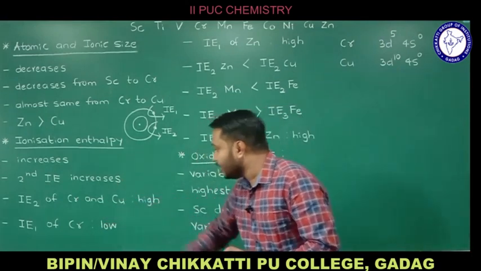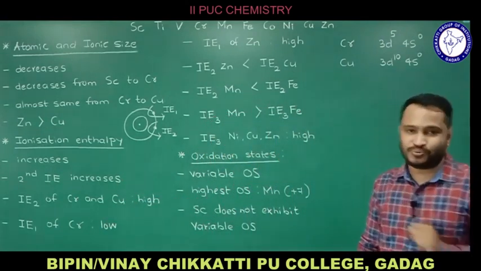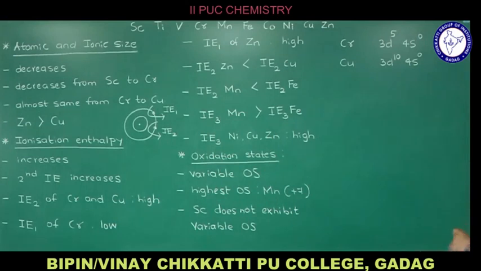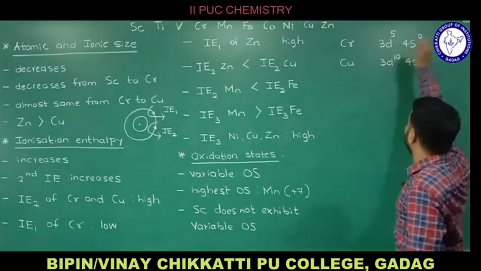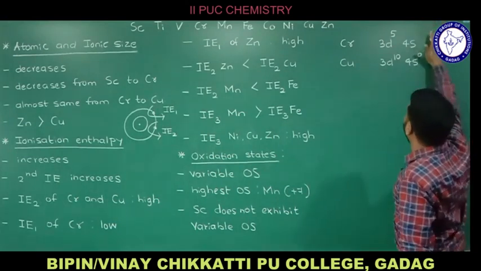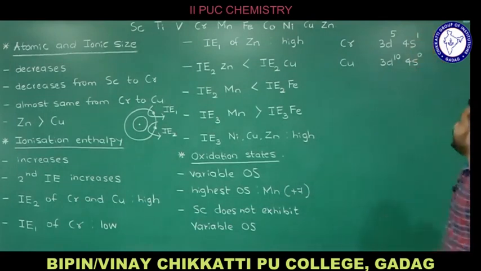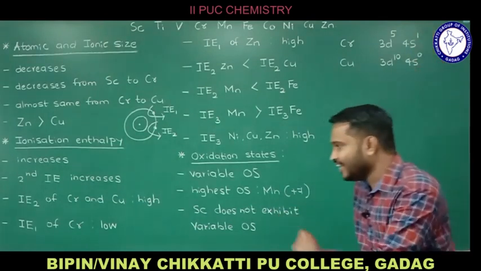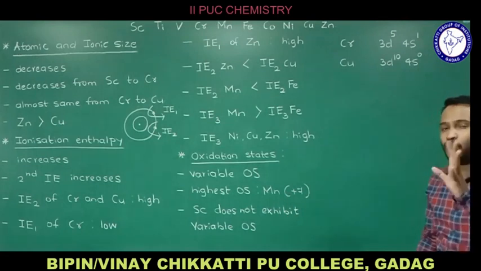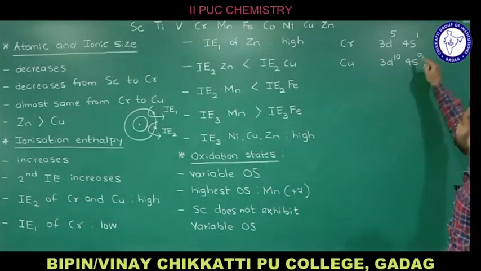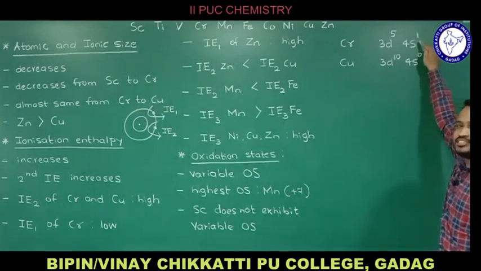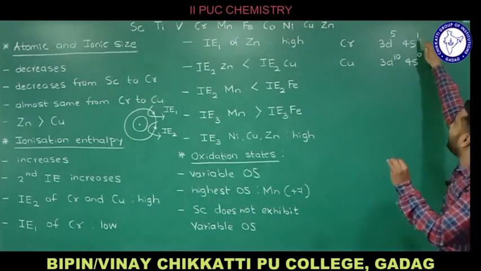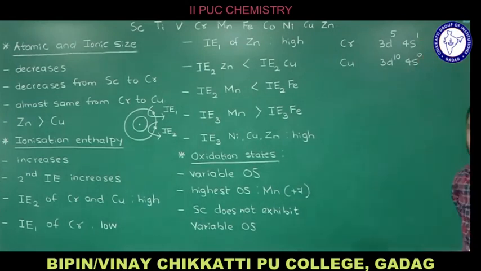First ionization energy of chromium is low. What is the electronic configuration of chromium? That is 3d5 and 4s1. So the first ionization energy of chromium is low. Why it is low, we'll see. First ionization energy means I have to remove this electron. If you supply energy, I remove this electron, and that we call the ionization energy.